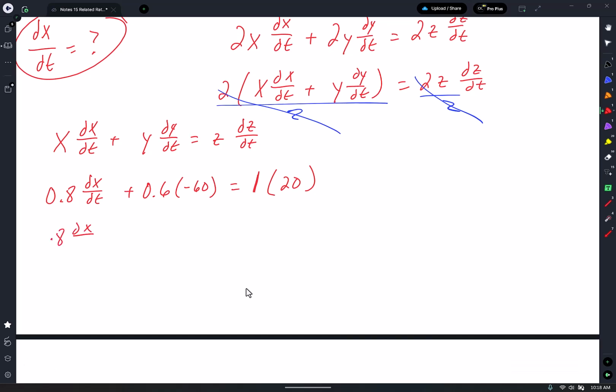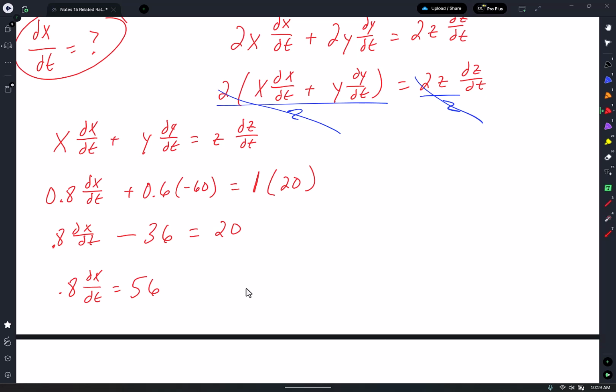0.8 dx dt. Make sure that point doesn't float like mine just did. 0.8 minus, I want to say that's 36, because 6 times 6 is 36. And I have 60 times 0.6. So minus 36 equals 20. Are we still okay? All right, I'm going to move what? Up 36. So 0.8 dx dt equals 36 plus 20, 56. And now I'm going to take that.